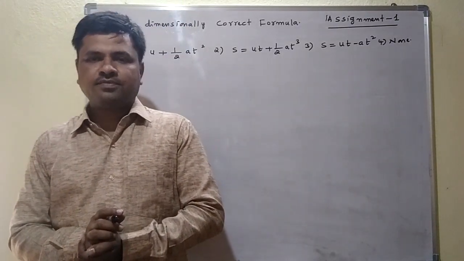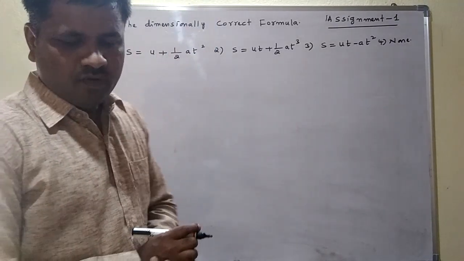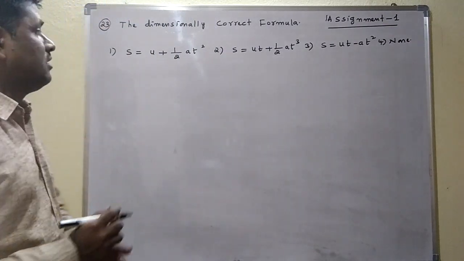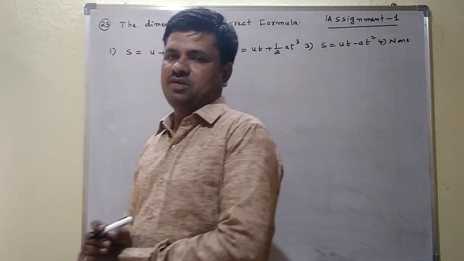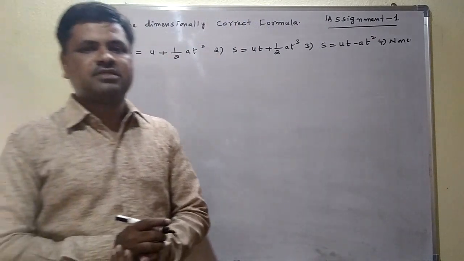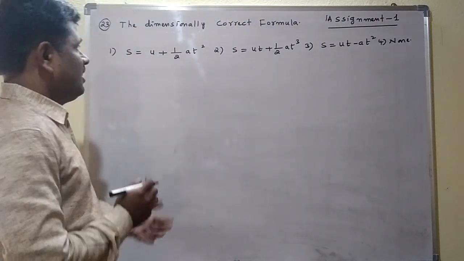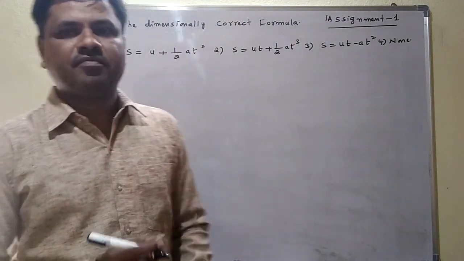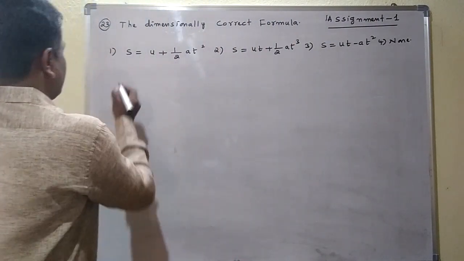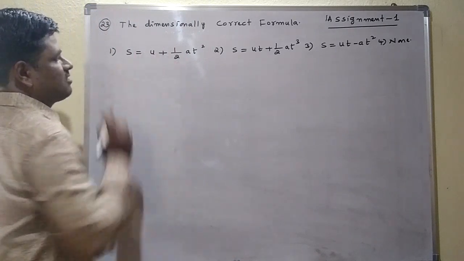Welcome back, students. See there, question number 23. The dimensionally correct formula. This type of question is asked in competitive exams many times. Here, we have to check dimensionally which formula is correct. See there, here, S is equal to u plus of at square.